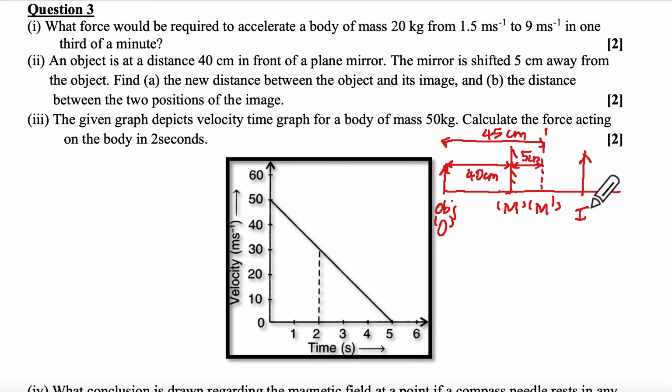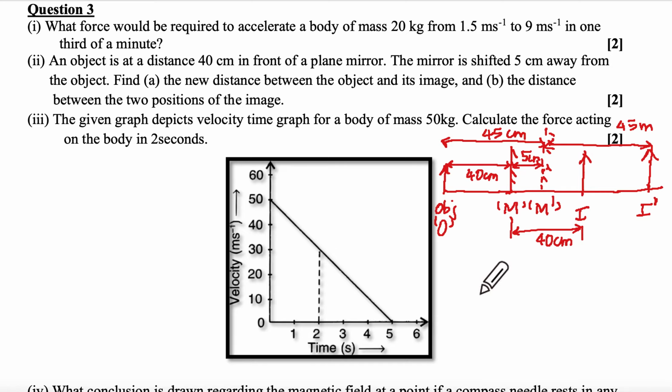This would be the image, correct? And from here to here, that would be how much? 40 centimeters. Agreed? But now the mirror has come here, so the image will be here, 45. And this is going to be your I dash. From here to here, it is 45 centimeters.